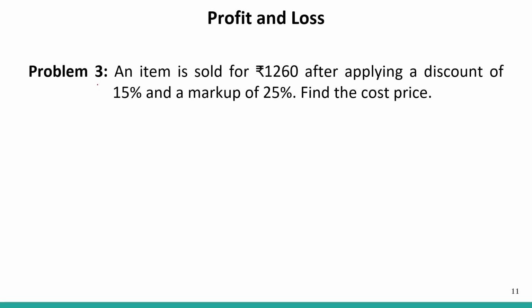So let's see problem number 3. An item is sold for 1260 rupees. So its selling price is 1260, right? So after applying a discount of 15% and after a markup of 25%. Okay, so let's see. Let CP be X, because we are asked about the cost price here. So we assume that the cost price is equal to X.